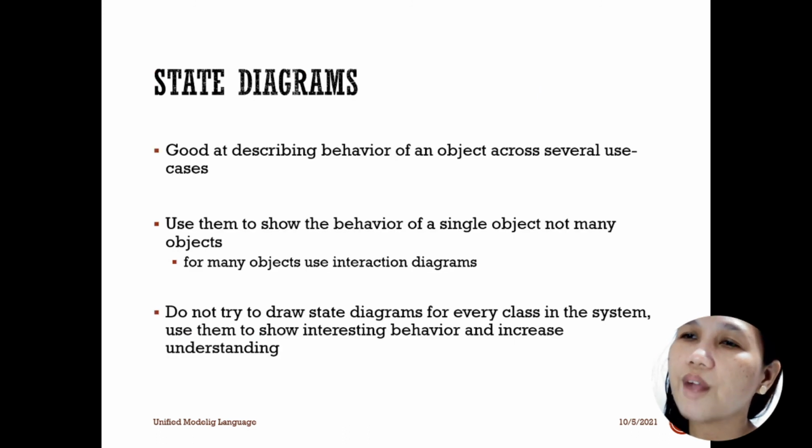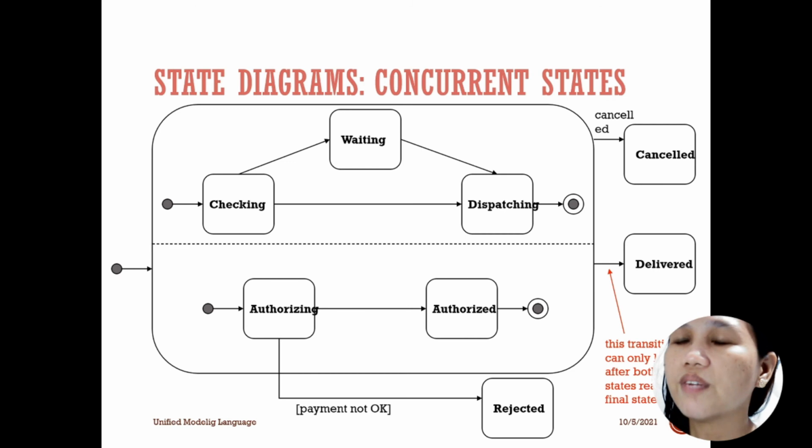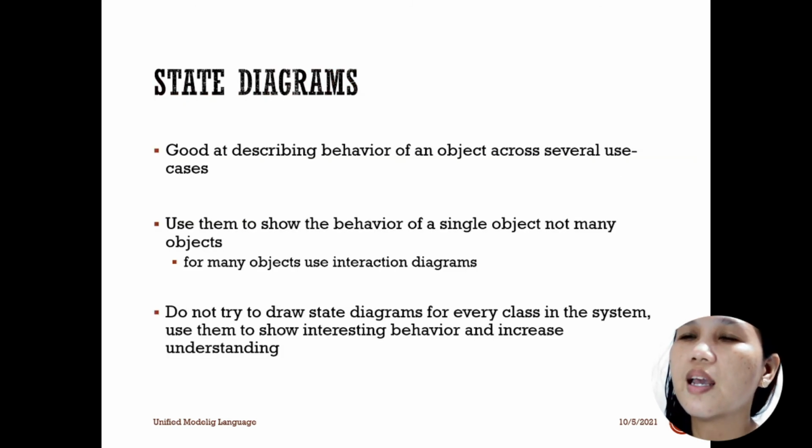So a state diagram is good at describing the behavior of an object across several use cases. As you can see in our example, we have different types of cases presented here, and we use them to show the behavior of a single object, not many objects. Do not try to draw a state diagram for every class in the system. Use them to show interesting behavior and increase understanding.